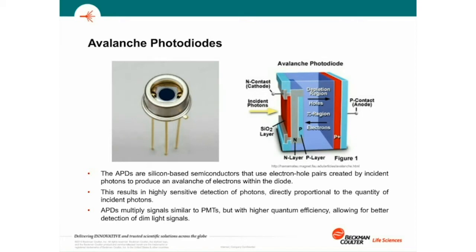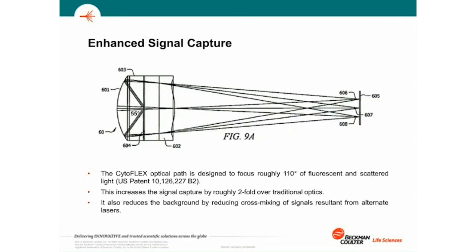Finally, the optic system of the CytoFLEX is modified to enhance signal capture and captures roughly 110 degrees of orthogonally scattered fluorescence and scattered light. This increases the capture by roughly twofold over traditional optics. And furthermore, the method of focusing the light reduces background by reducing cross-mixing of signals, which result from the alternate lasers.